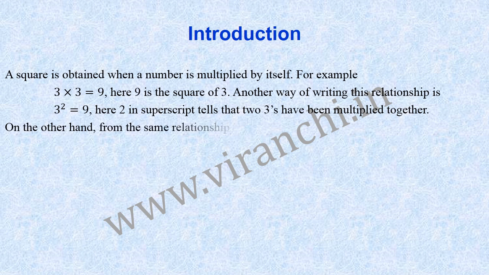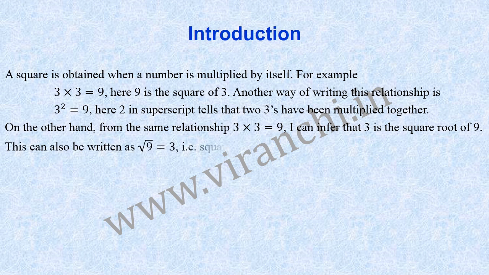Other way round, I can also read the relationship 3 multiplied by 3 equal to 9 as 3 is the square root of 9. And this will be represented as the square root of 9 equal to 3. Saying that 9 is the square of 3 or 3 is the square root of 9 have the same meaning. It's just a different way of saying the same thing. Now you saw that for 9 we were able to find another natural number 3 which when multiplied with itself gives 9.